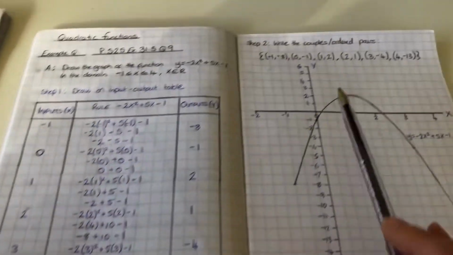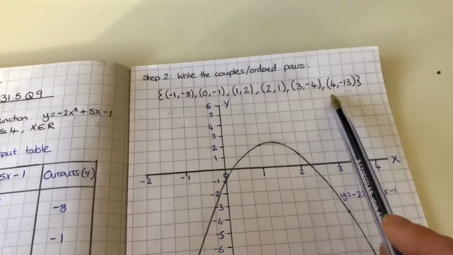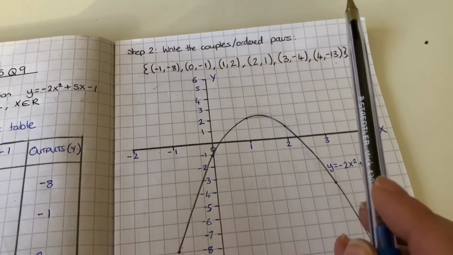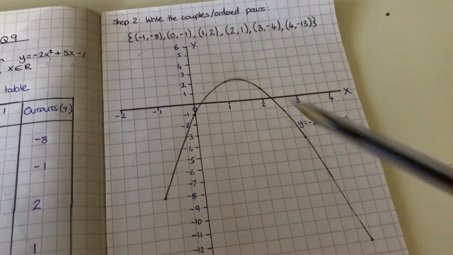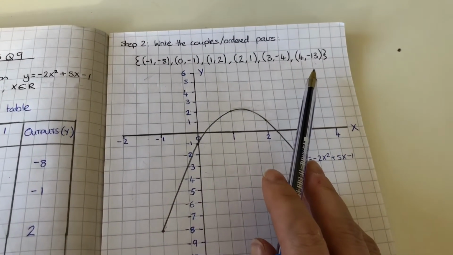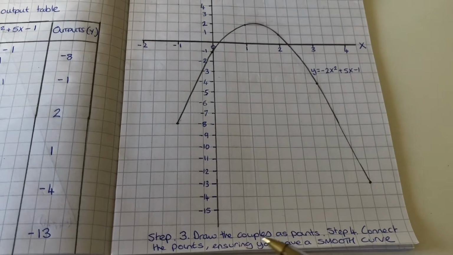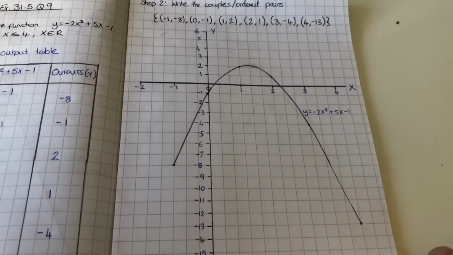3 and minus 4. And 4 and minus 13. Now those couples are the points that we are going to plot on our Cartesian plane, our XY axes, so that we can draw our quadratic graph. So that's the next step. Step 3 is to draw the couples as points onto your XY axes.